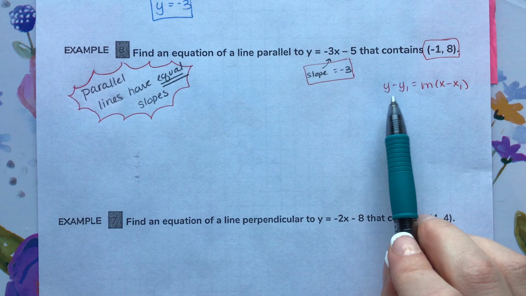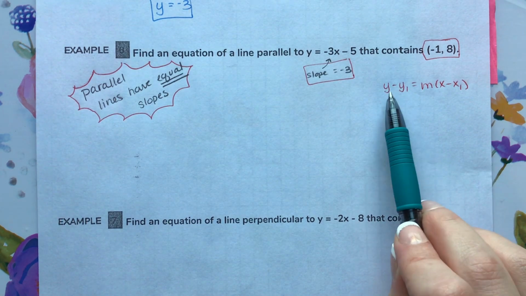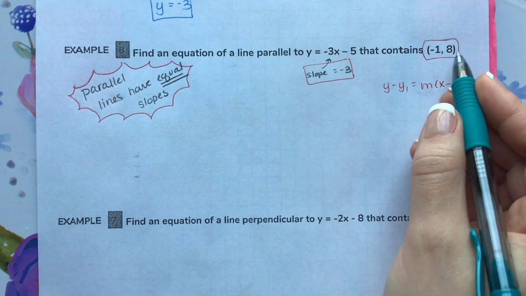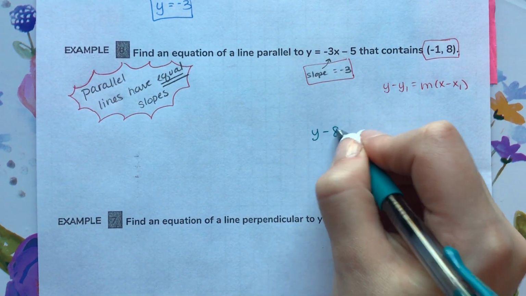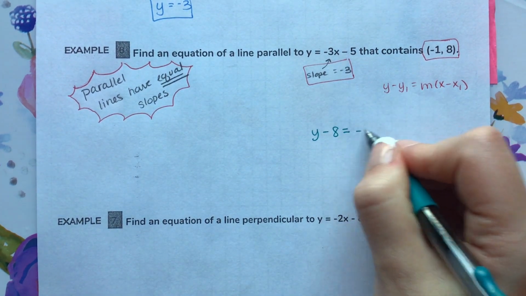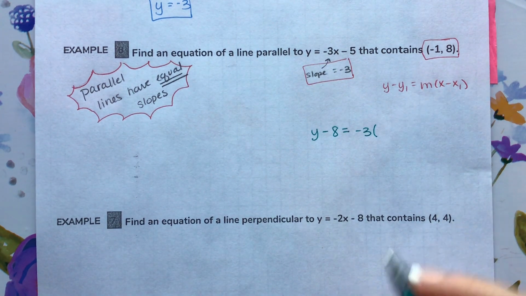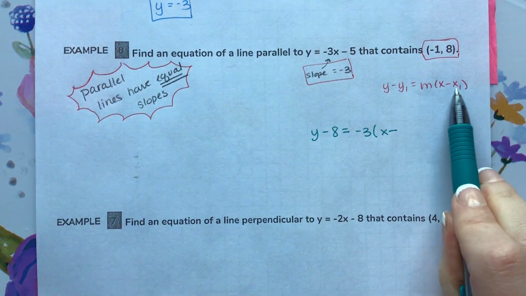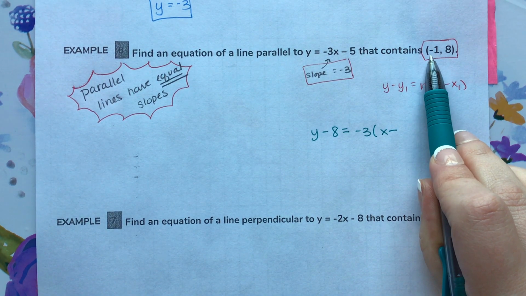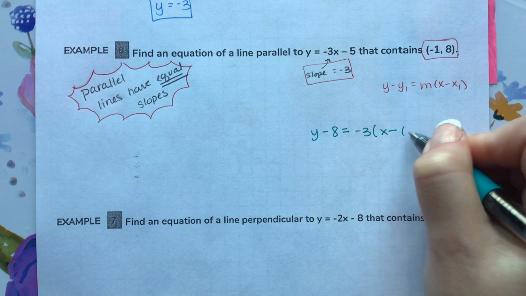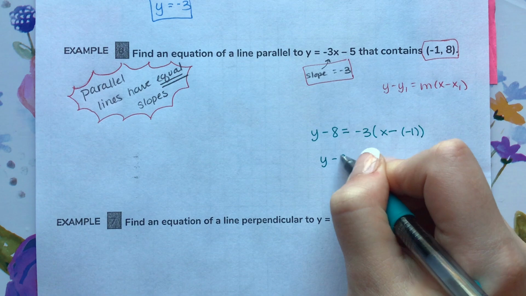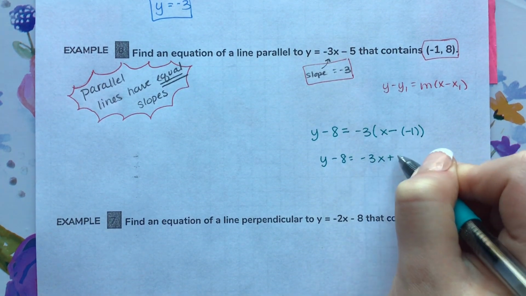Let's fill that in. Y minus y sub 1, or y minus 8, because the 8 is in the y value spot. So y minus 8 is equal to m, the slope is -3, parentheses, x minus x sub 1, which is -1 because the -1 is in the x value's spot. I'll go ahead and change that to a positive, so that gets me y minus 8 is equal to -3 times (x plus 1).